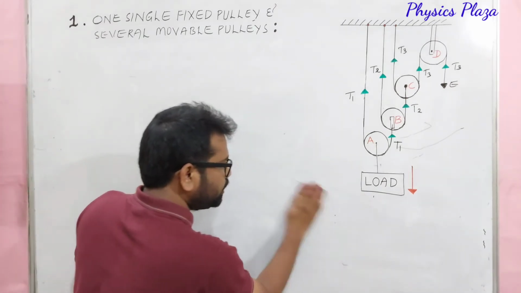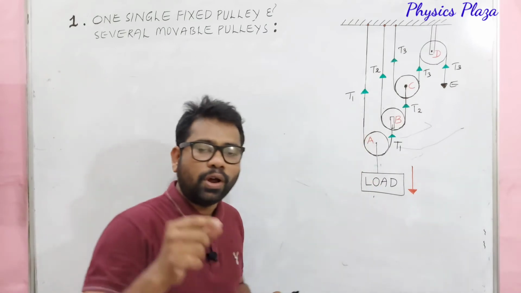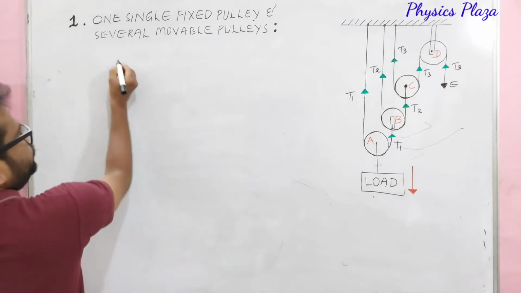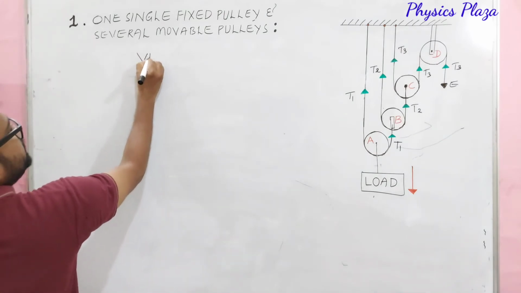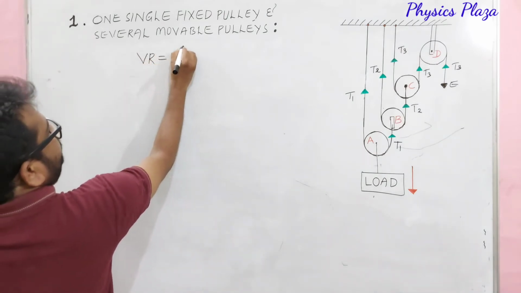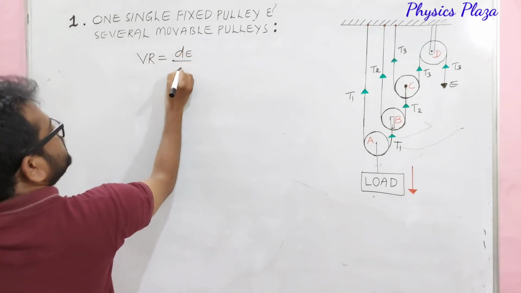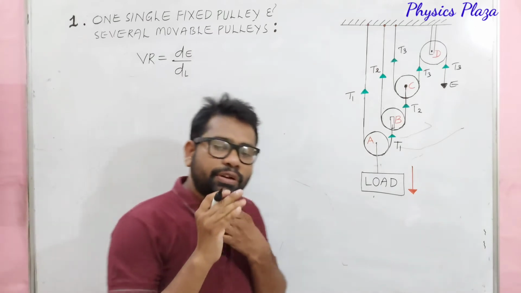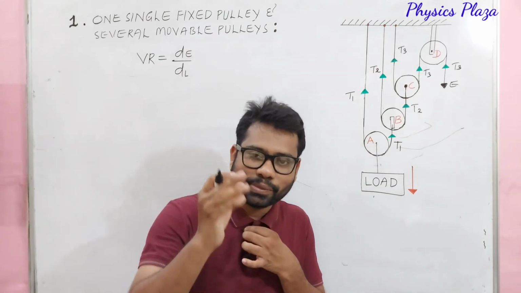Now let us calculate the velocity ratio of the system. So how to calculate the velocity ratio of the system? Just look at this, children. First we know that velocity ratio is equal to effort displacement by load displacement. So we have to calculate the effort displacement and the load displacement.